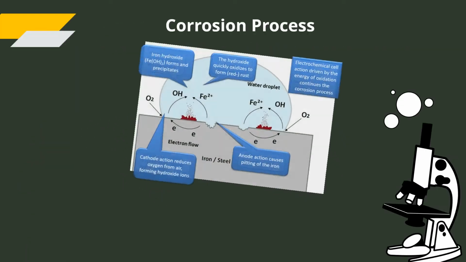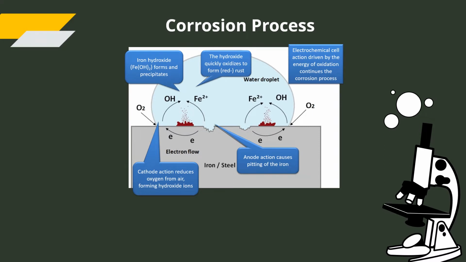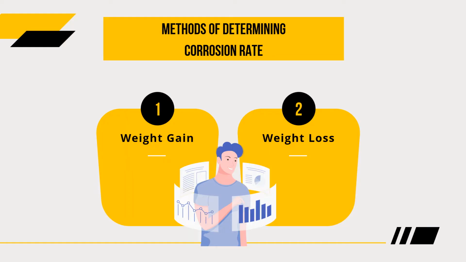The oxidizing iron will supply the electron to reduce the oxygen from the air to form iron hydroxide. Then, the hydroxide is quickly oxidized to form rust at the cathode, and the anode acts to produce pitting in the iron. This causes corrosion to occur. There are 2 methods to determine the corrosion rate.